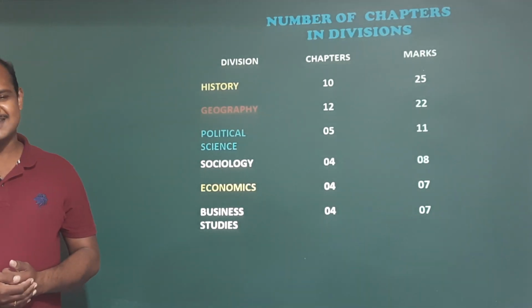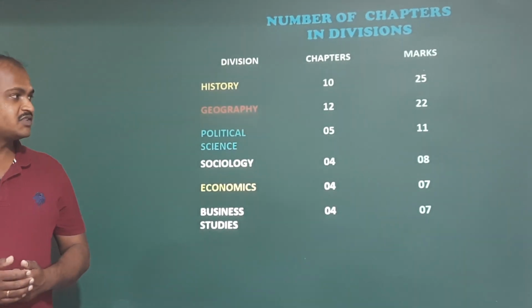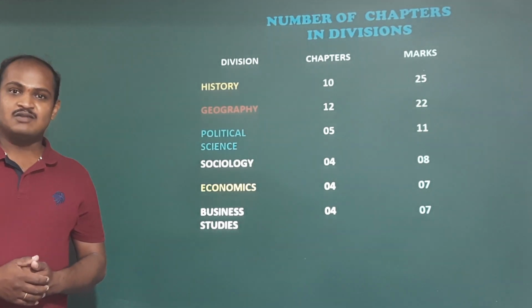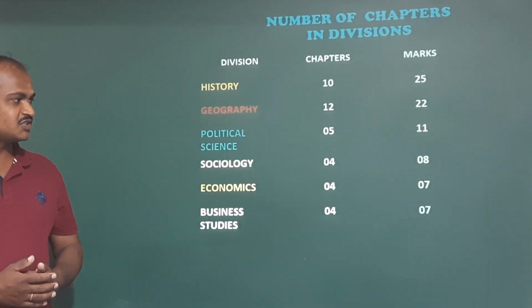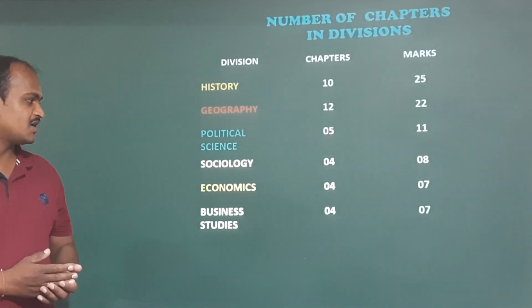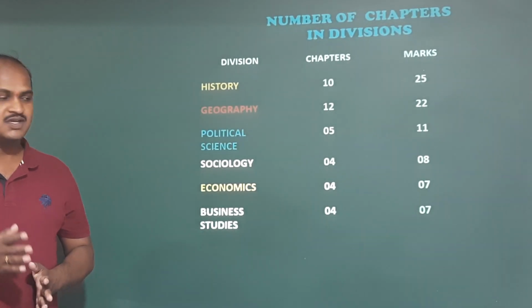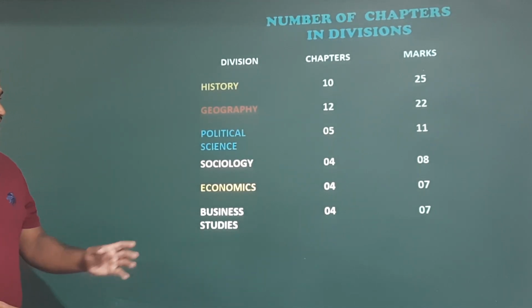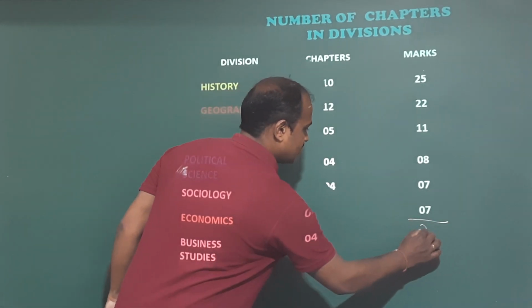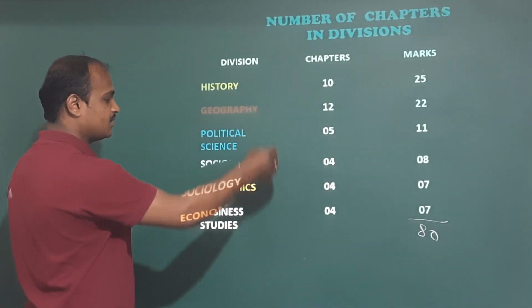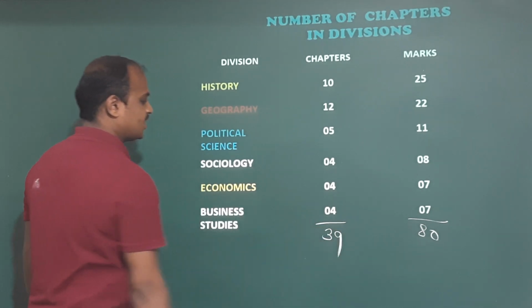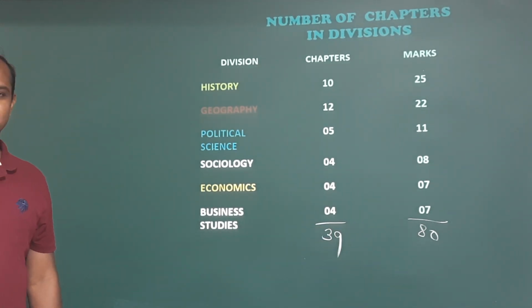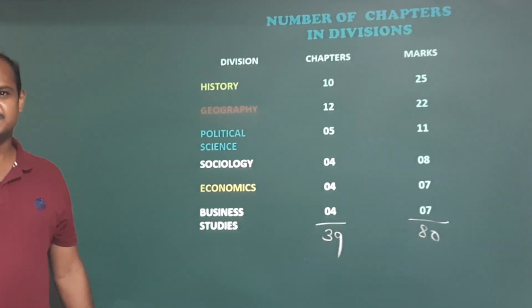Next, political science has 5 chapters, which will carry 11 marks. Sociology has 4 chapters, which will carry 8 marks. The same for economics, 4 chapters and 7 marks. And in business studies, 4 chapters, so 7 marks. Overall, you can see the total number of chapters is 39, and the 39 chapters will carry 80 marks.